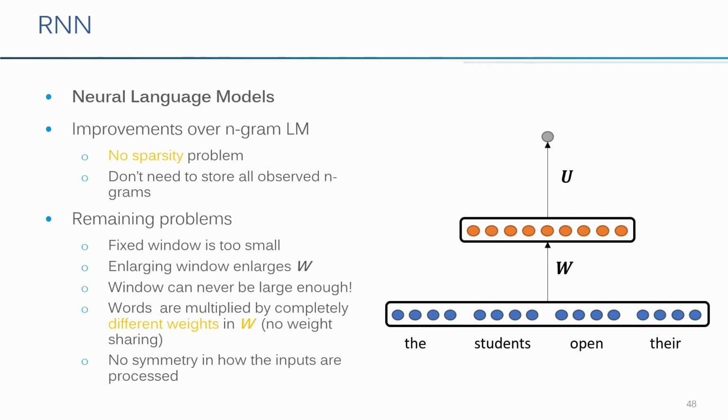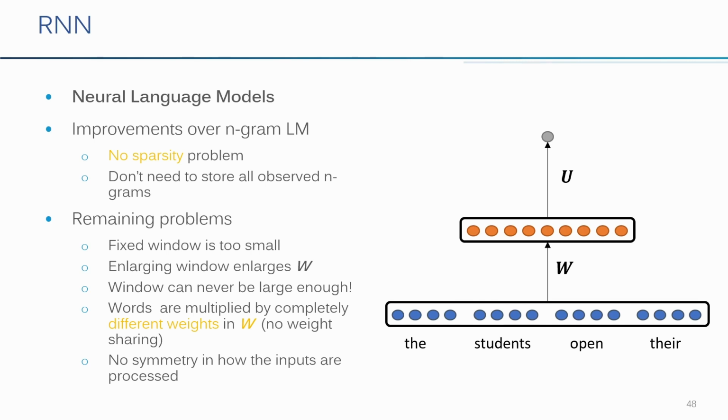However, we still have some remaining problems in that the fixed window right here is too small. In this architecture, we are considering 4, and we can grow up to, I don't know how many n words, but still, it doesn't take into account a longer context, and that can be a problem for us.